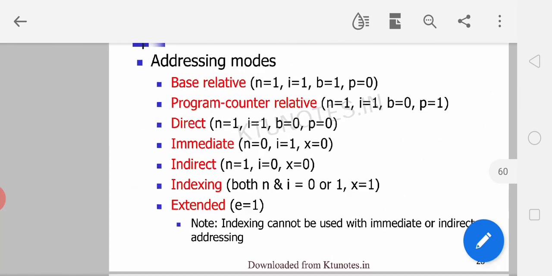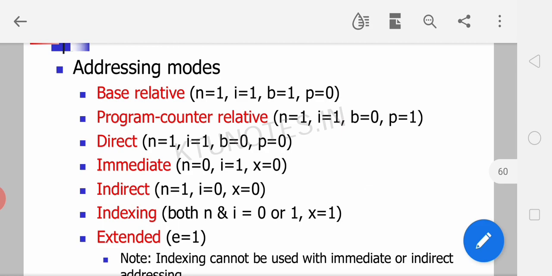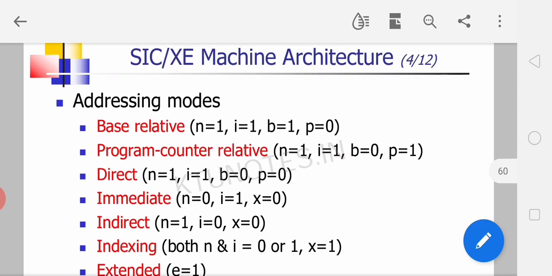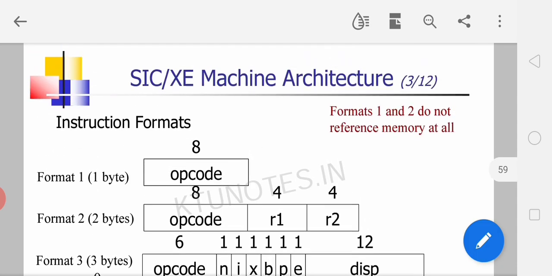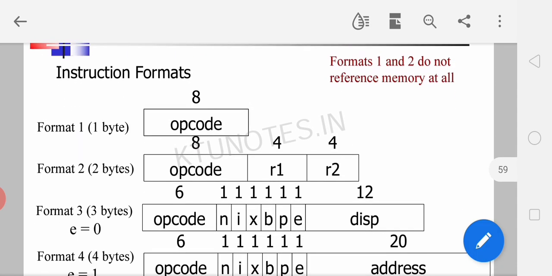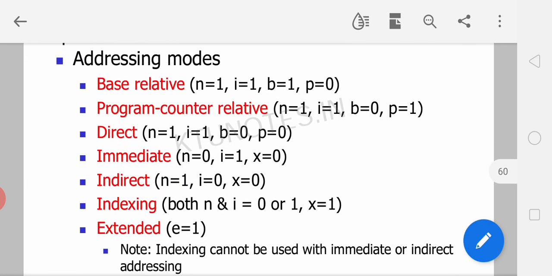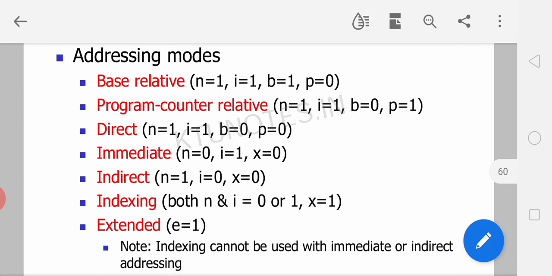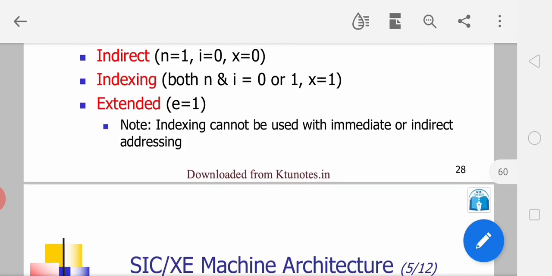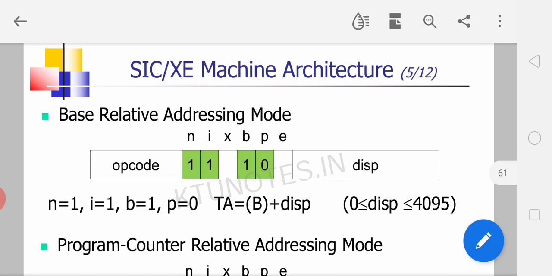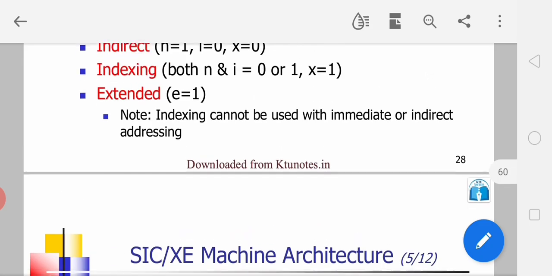So these are the addressing modes that we use in SIC/XE machine architecture. If you are asked to write the SIC/XE instruction formats, you have to separately indicate formats 1, 2, 3, 4 and how many bytes are used to represent each. You have to draw this figure and explain in detail, mentioning which addressing modes are used in SIC/XE machine architecture.